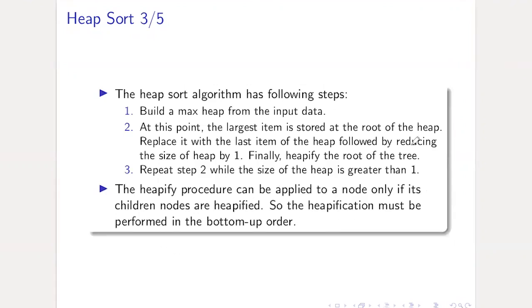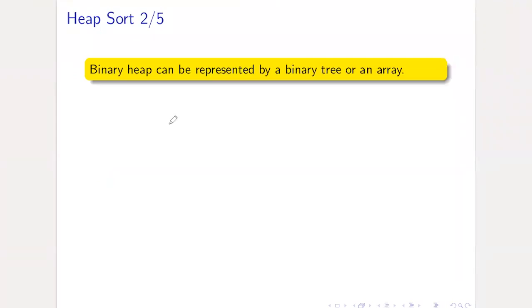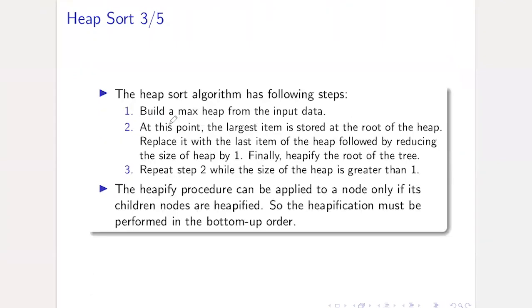So here's the algorithm. First of all, we build a max heap. Okay, so we build a binary heap data structure of the type max heap. And when you do that, initially we will have the largest item at the root. Okay, so that's what happens when you build a binary heap of the type max heap.